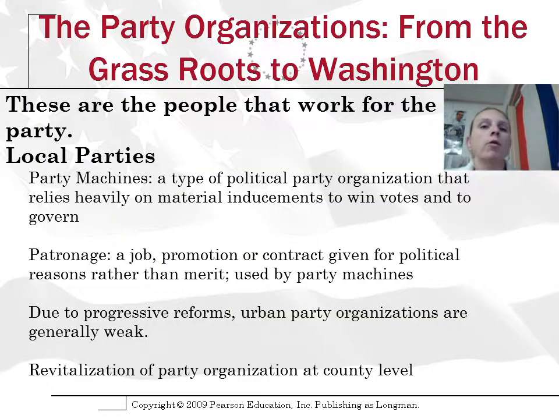The next part of the political parties we're going to be focusing on is the party organizations. And we're going to start from the grassroots level and work our way up to Washington. There are three major levels of the party organization. The first type is the local parties. And here's where we see the infamous party machines, a type of political party organization that really relies on heavy material inducements, which is just bribes, to win votes and to govern.